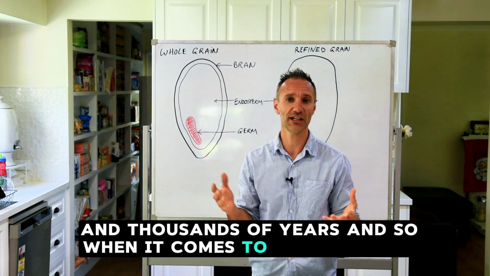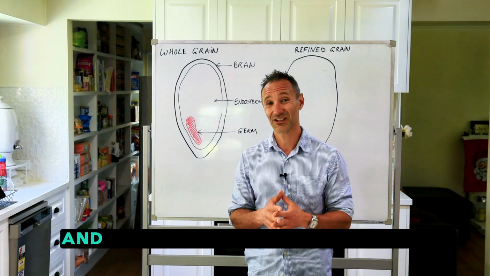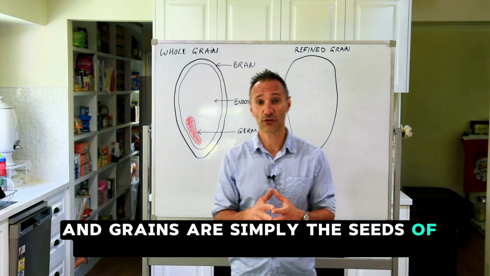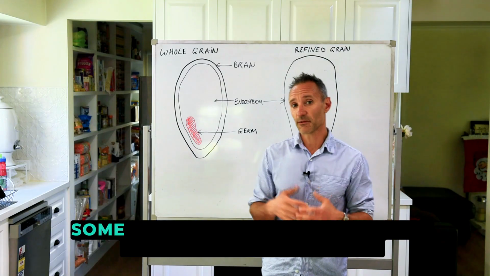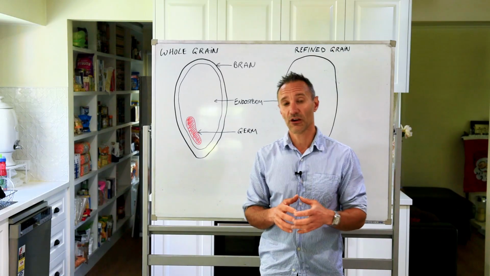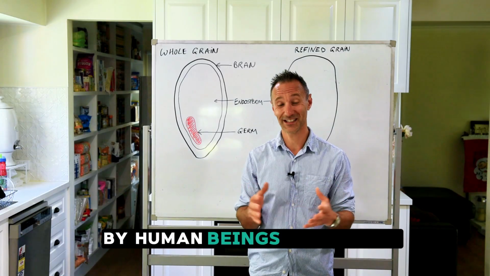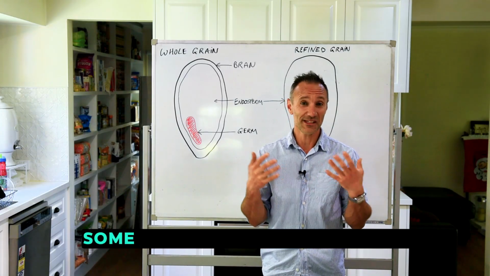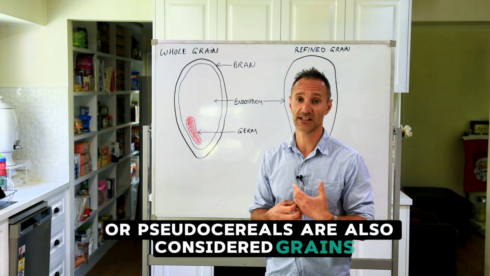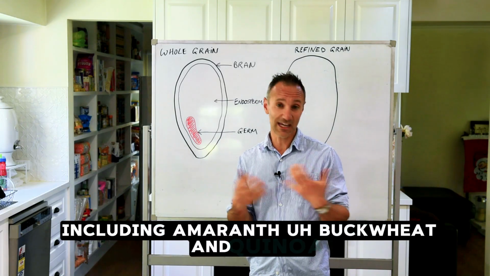And so when it comes to eating grains, it's important to understand which grains are healthy and which ones are not so healthy. Grains are simply the seeds of grass-like plants called cereals. Some of the most commonly used varieties include wheat, rice, and corn, which account for well over half of all the calories consumed by human beings worldwide. Some seeds of non-grass plants, or pseudocereals, are also considered grains, including amaranth, buckwheat, and quinoa.